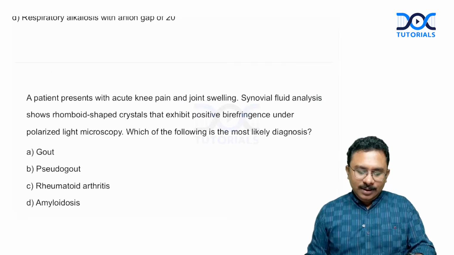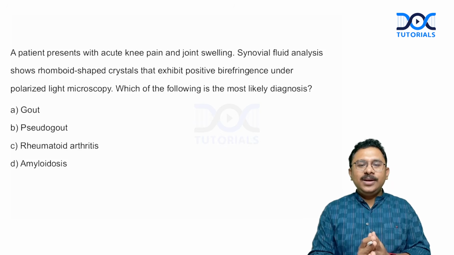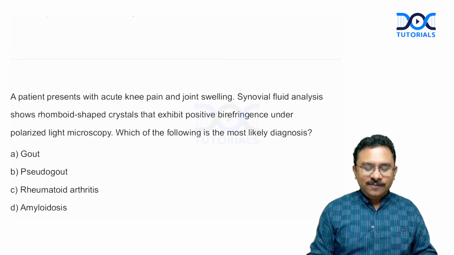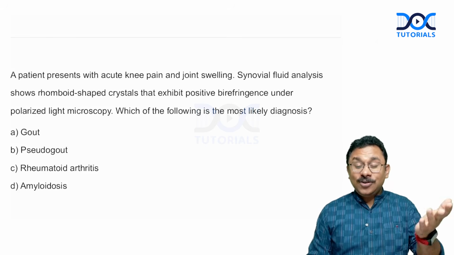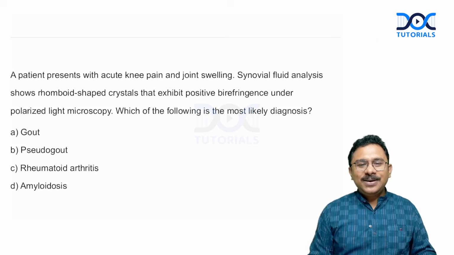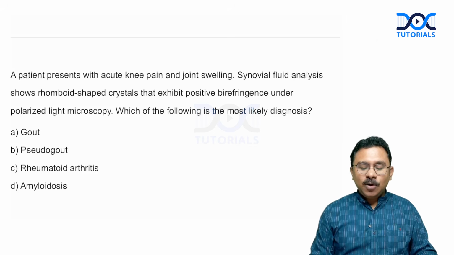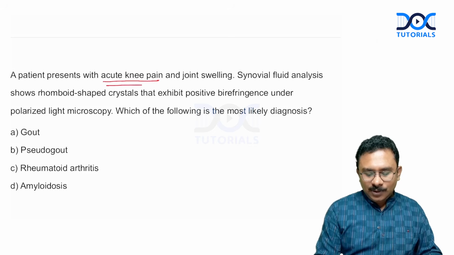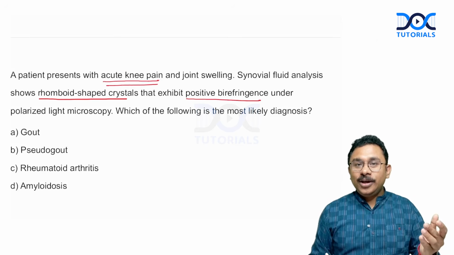Okay. Coming to the next question. We have just seen the questions from pulmonology and acid-base balance. So moving to rheumatology. The patient presents with acute knee pain and joint swelling. Synovial fluid analysis shows rhomboid shaped crystals that exhibit positive birefringence. So acute knee pain, okay, rhomboid crystals, positive birefringence. What are you thinking about?